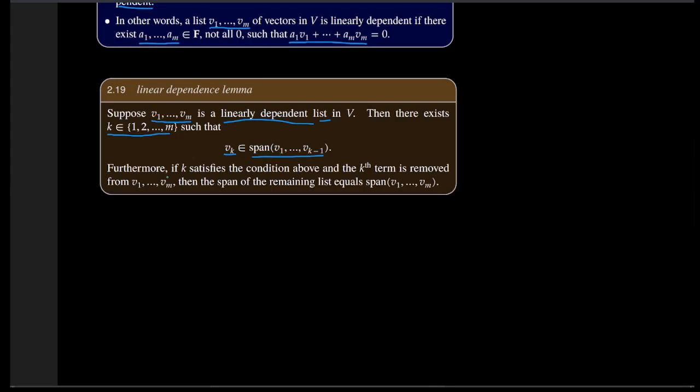Okay, cool. And we get some nice consequences of this. If k satisfies the condition above, that is, if vk is in the span of v1 through vk minus 1, and the kth term is removed from this list, that is, if you get rid of vk, then the span of the remaining list is still the same thing. So, in linearly dependent lists, this captures basically the idea I was saying before. There is extraneous information. That is, there are vectors that you can get rid of and still get the same thing using this tool called span. Let's prove this. Okay, so proof.